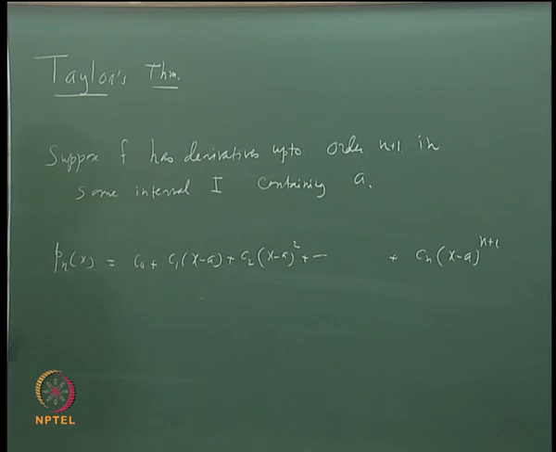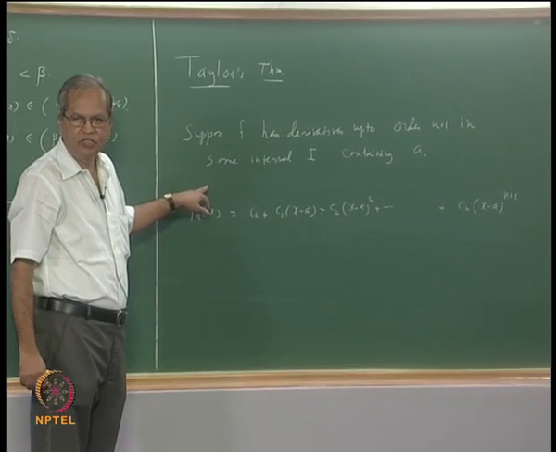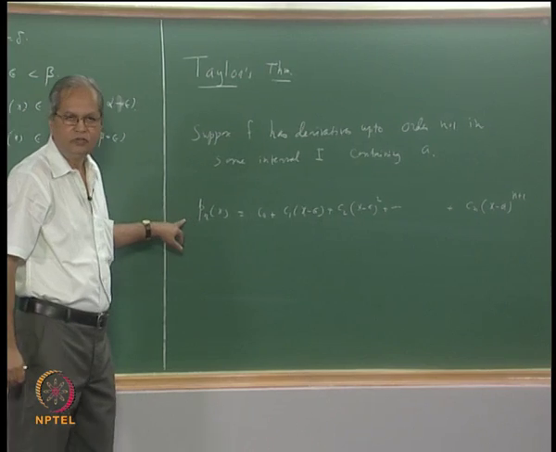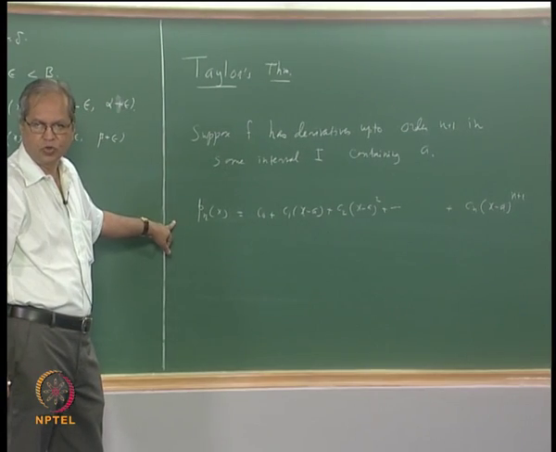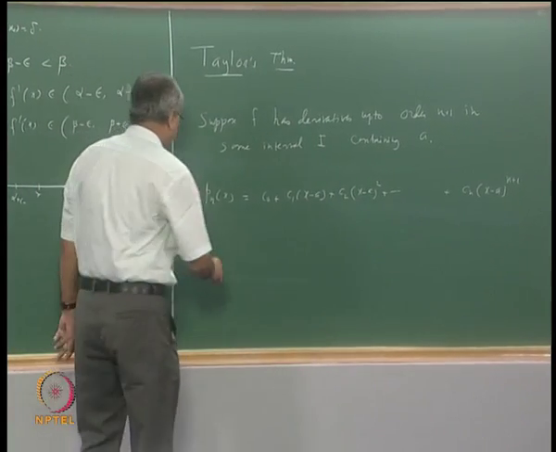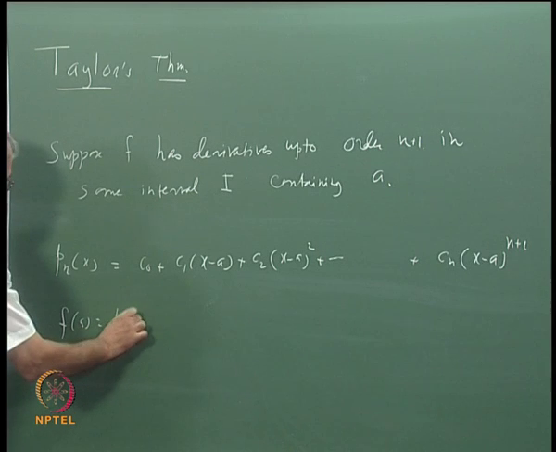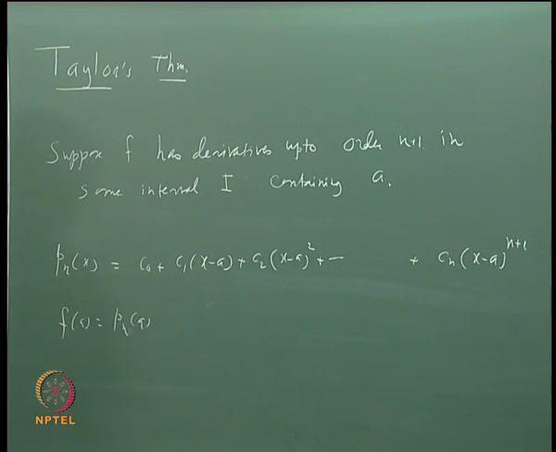So how do we want to choose this polynomial? We want to choose it in such a way that the values of the function and its derivatives should coincide with the values of this polynomial at each point. So the first thing that I need is f of A is equal to Pn of A.